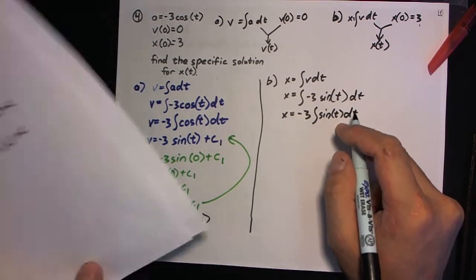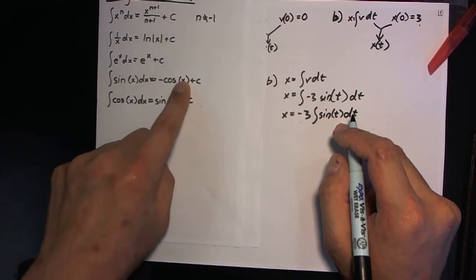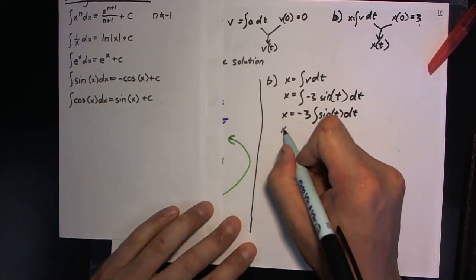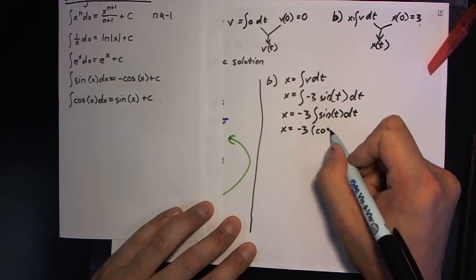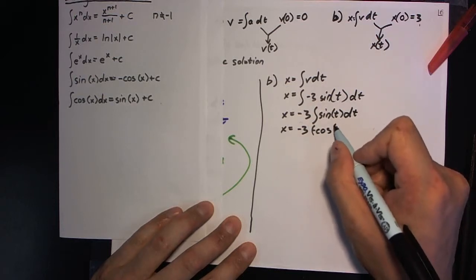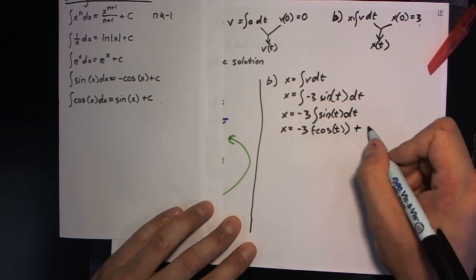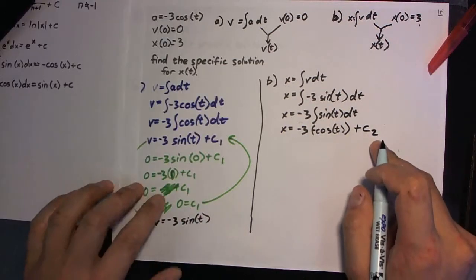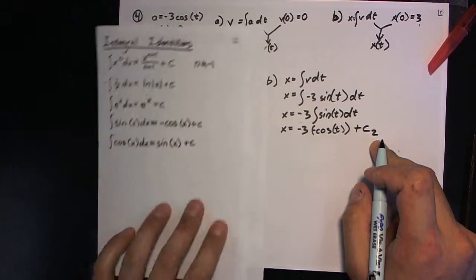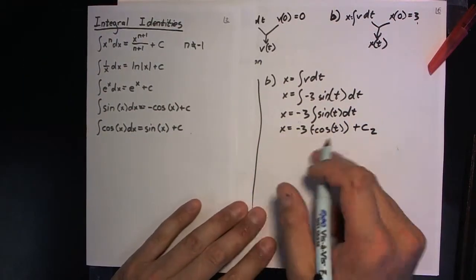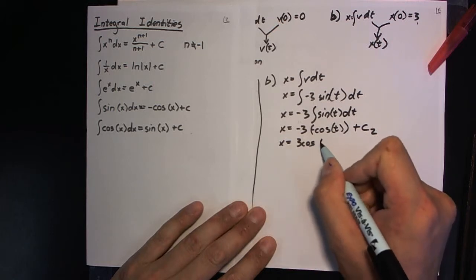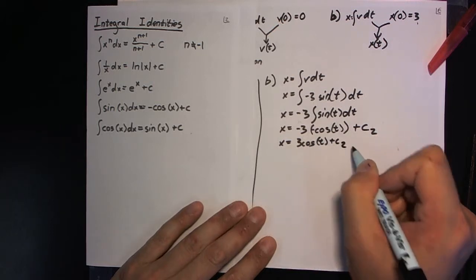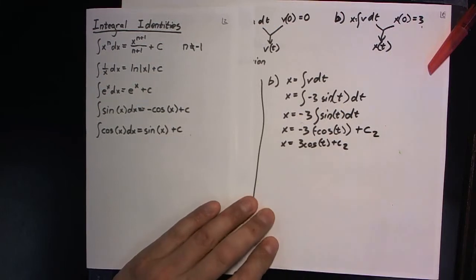Okay, integral of sine is negative cosine. And don't forget the plus c, but now we're talking about c2 because we had c1 over here. Okay, two negative signs cancel each other out. Alright, so now we got our general solution.